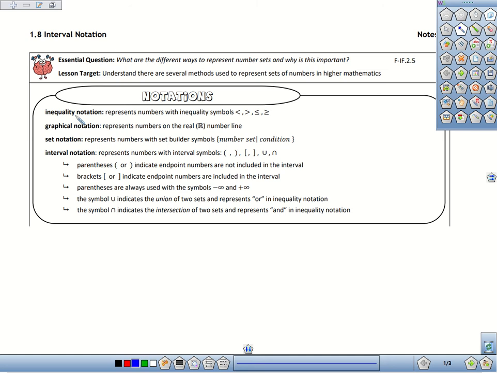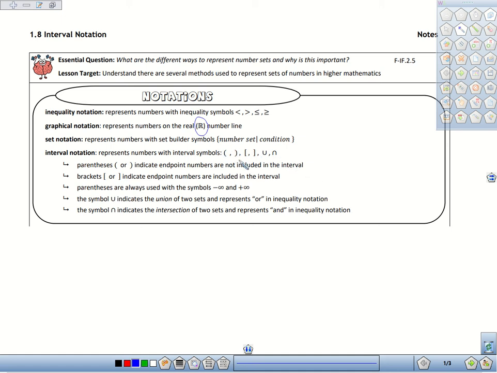So a few types of notations we use are inequality notation, which represents numbers with inequality symbols like less than, greater than, less than or equal to, or greater than or equal to. Graphical notation represents numbers on the real number line. This symbol right here is an indicator of real numbers, and we'll talk about symbols in more depth a little bit later on in the lesson. Set notation represents numbers with set builder symbols. And then there's interval notation that uses intervals.